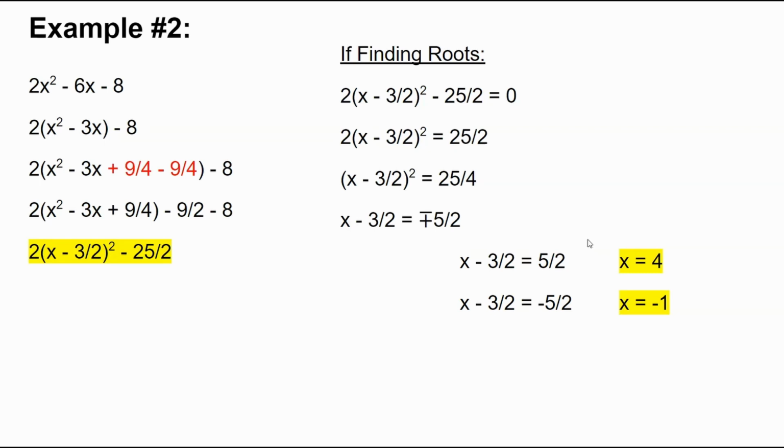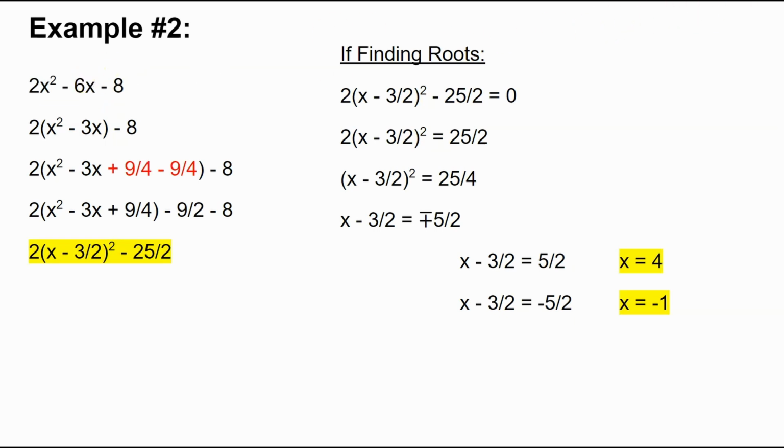Now, I know what you guys are thinking. Why couldn't I just divide by 2 in the very beginning? Well, if you were finding the roots, then you could have done that. But you can't just divide by 2 if you're not necessarily finding roots. If you're just taking the function and trying to simplify it, you can't just divide every term by a number if it's not being equal to 0.